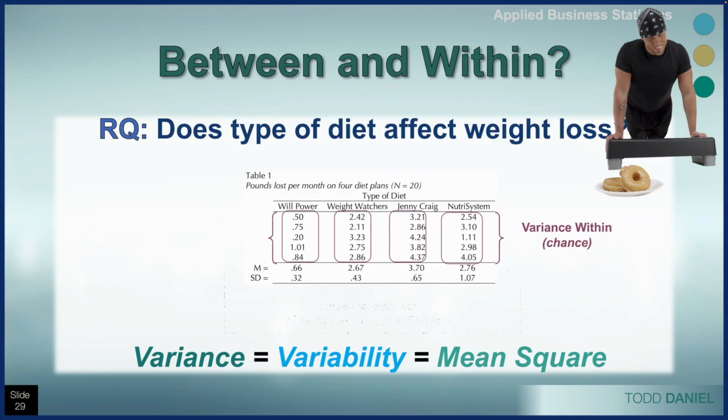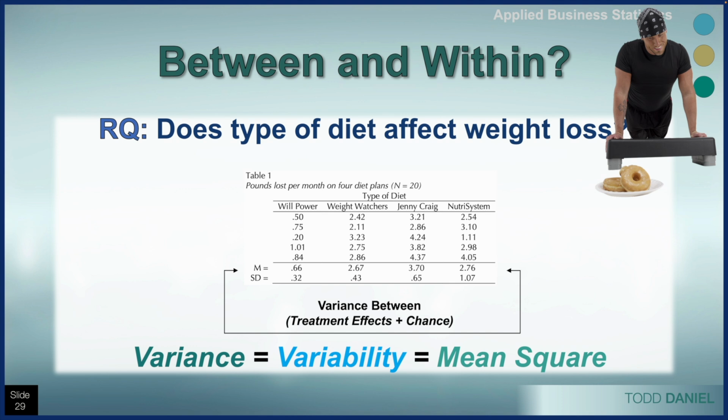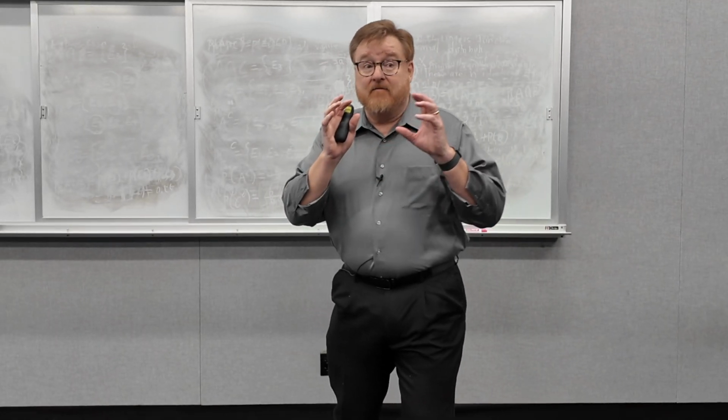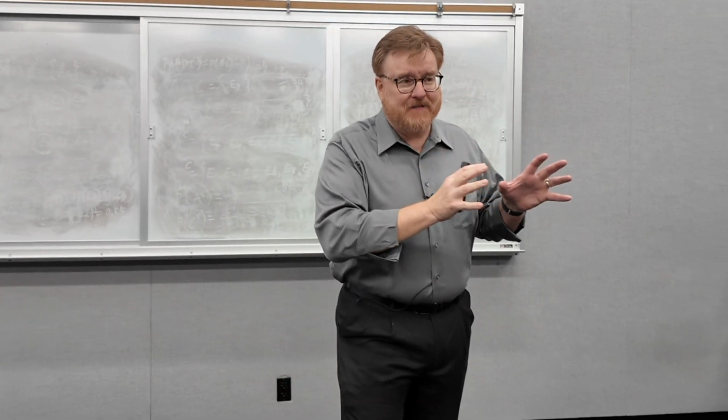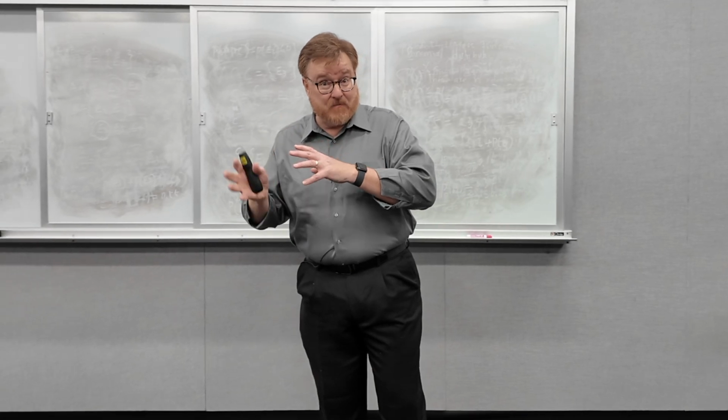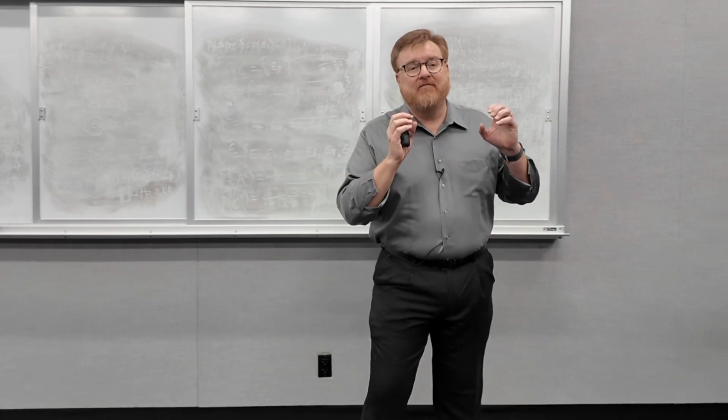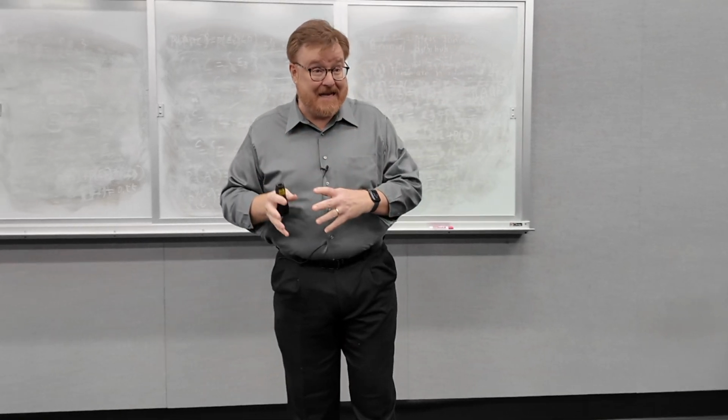But what we're interested in is the treatment effect, the mean difference of weight loss between the different diets. We're going to take the variance between, which is the treatment effect plus randomness. And we're going to divide that number by the variance within.